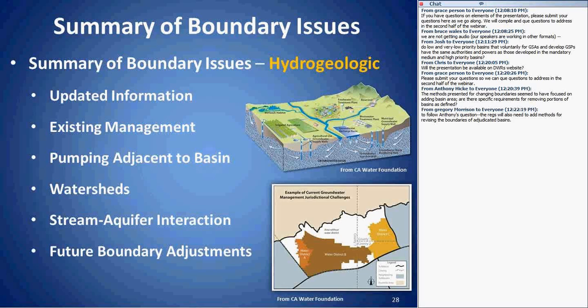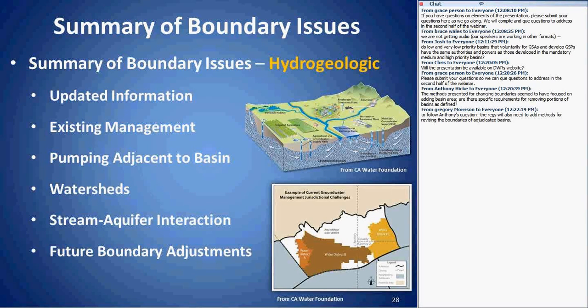The next two are related to pumping adjacent to a basin, so this is in watershed areas, where if there is significant pumping outside a basin boundary that affects the sustainable groundwater management within that basin, that could be a potential challenge moving forward with SGMA. And I know that these issues are facts that we've heard throughout our engagement and stakeholder process. These are not DWR's interpretation of these issues. And I'll try to weave these issues into the characteristics that I'll describe in the next section.